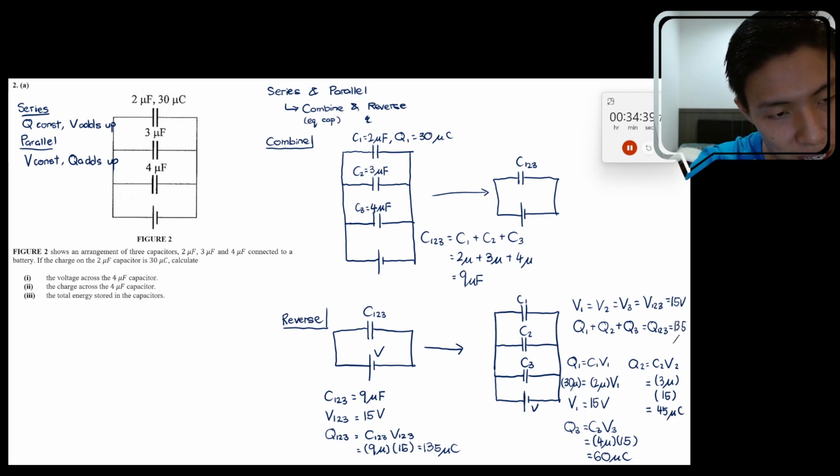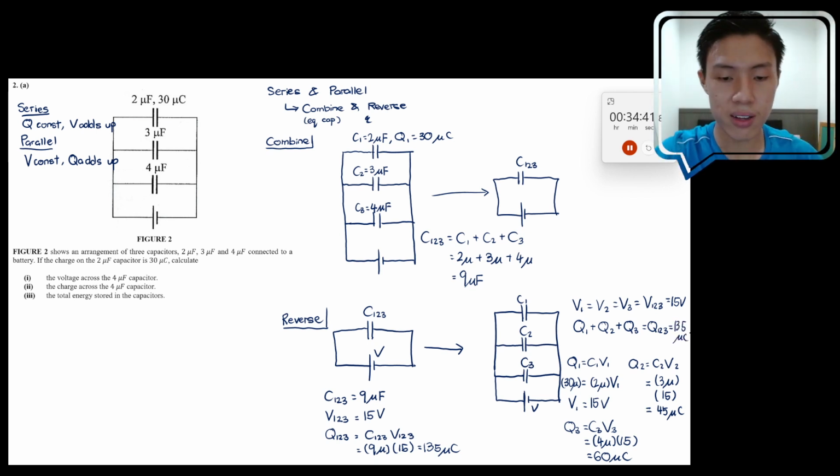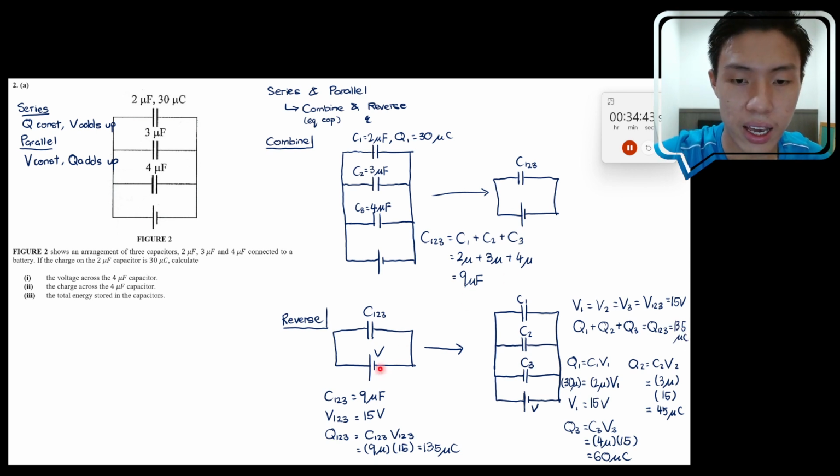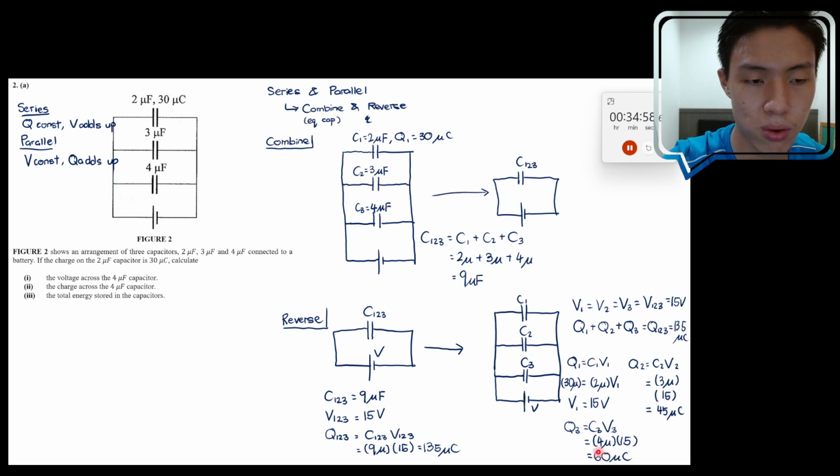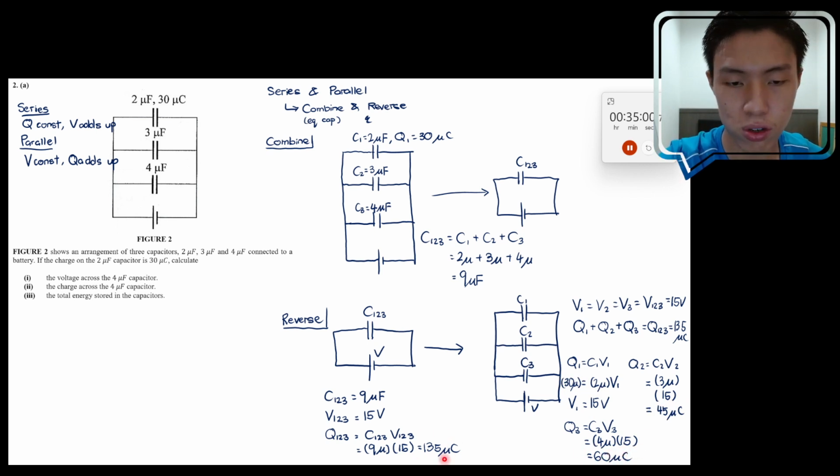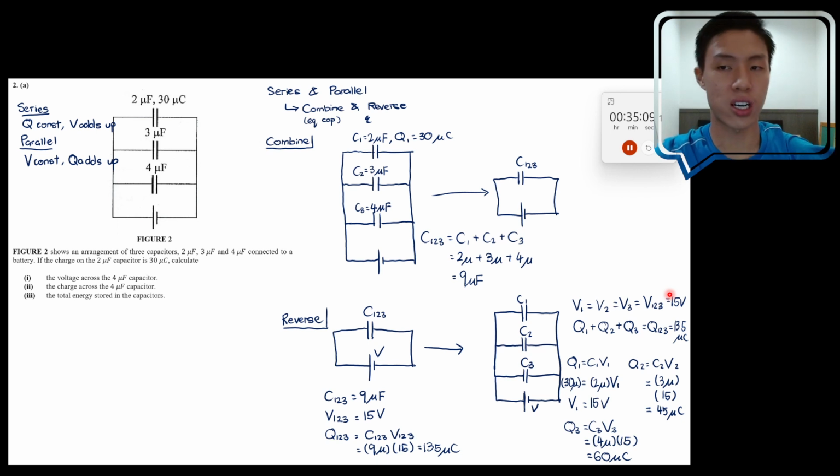Okay, from here effectively I find everything, even though it's needed or not needed. As you can see, I have my C123, V123, Q123. I have my Q1, Q2, Q3. All values are known: 30 microcoulomb, 45 microcoulomb, 60 microcoulomb. And if you add them up, you get 135 microcoulomb. I also have V1, V2, V3. All of them should equal 15. So technically I get all the voltages and all the charges.